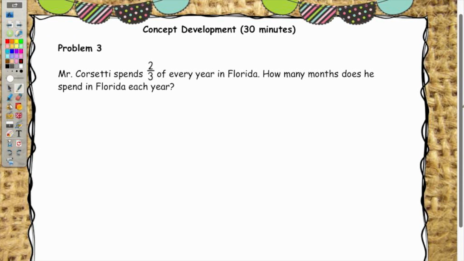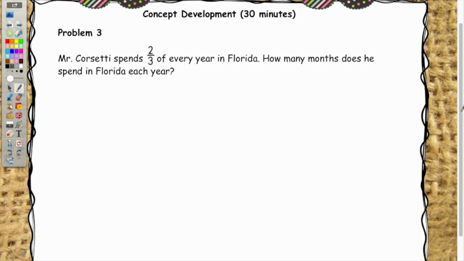And then we'll be ready for a problem set. Mr. Corsetti spends 2/3 of every year in Florida. How many months does he spend in Florida each year? The first thing we need to do is write the problem. Okay? We're converting from what to what? Years to months. So do it like this: 2/3 of a year equals blank months. How many equal signs? 3. And the tape diagram.